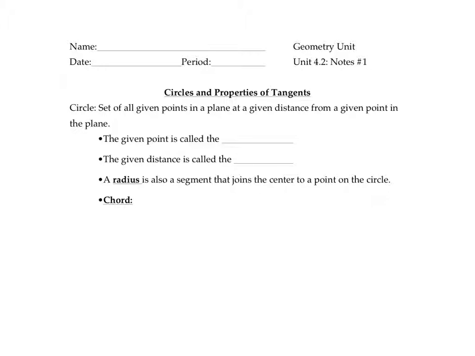A circle is defined as the set of all given points in a plane at a given distance from a given point in the plane. So that given point is called the center of the circle. So if we draw a circle, that given distance is called the radius. So imagine if we went the same distance in every direction from point A, that's how we would create a circle. So the center is point A, the radius is the distance from the center to a point on the circle.